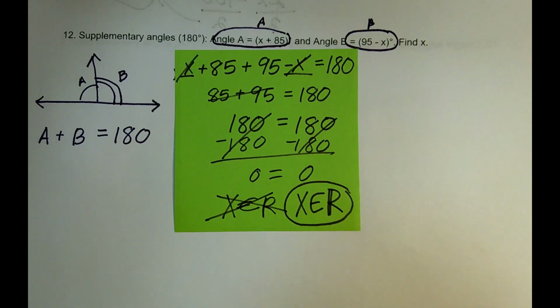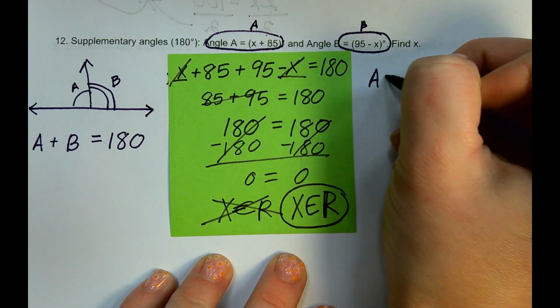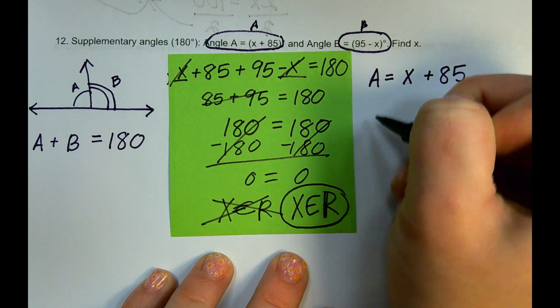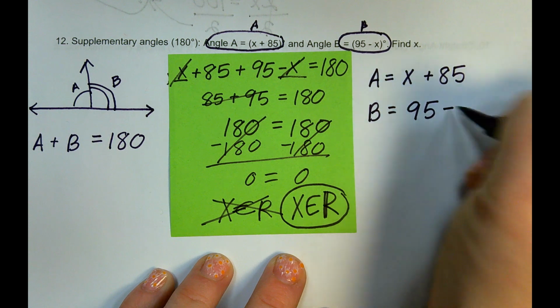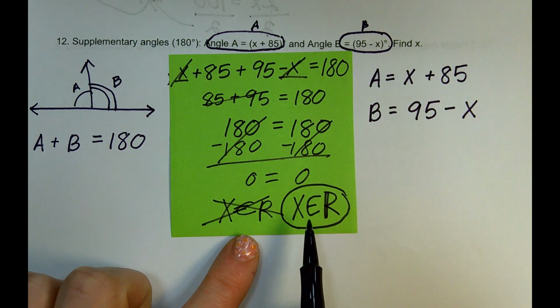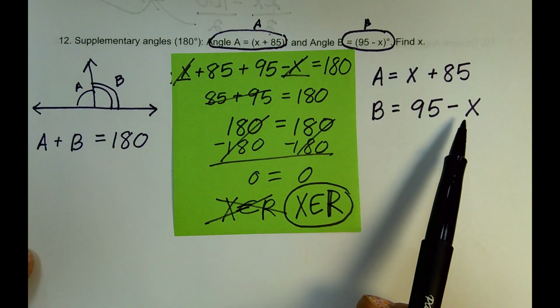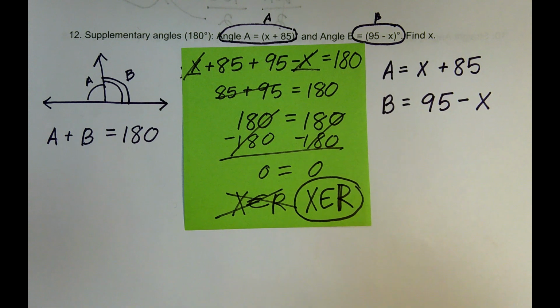So now let's look at A equals X plus 85. B equals 95 minus X. For this to be correct, we should be able to pick any number in the world, and when we plug it in for X, it should work. It should work to where when I add A plus B, I get 180. So give me a random number. 15, 100. I could do both.